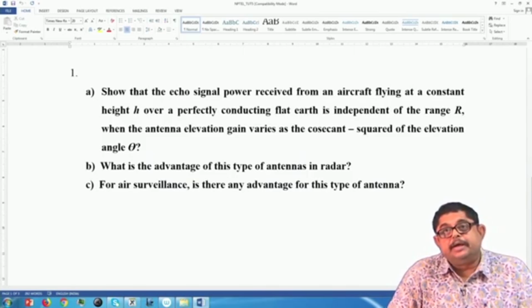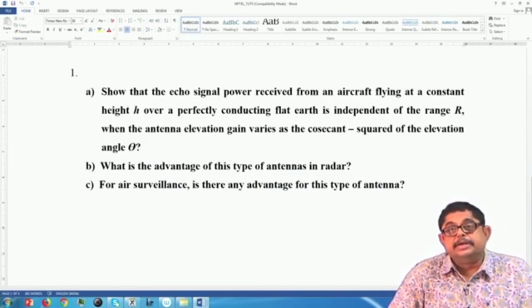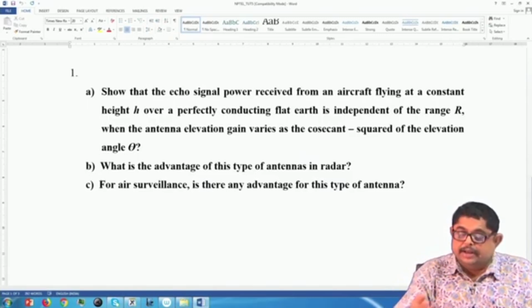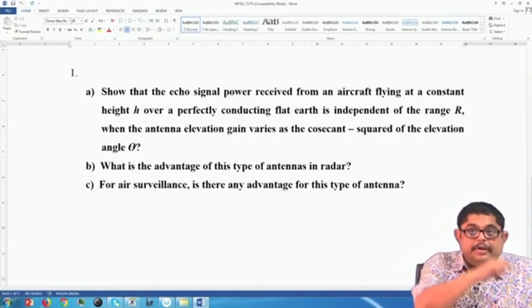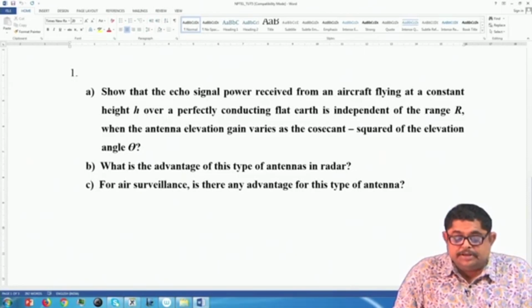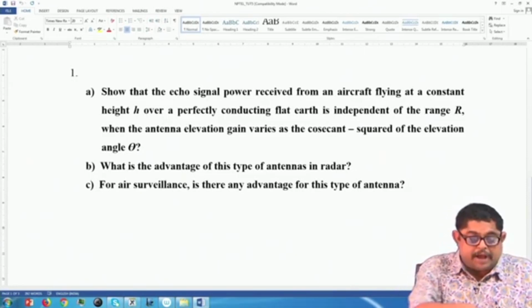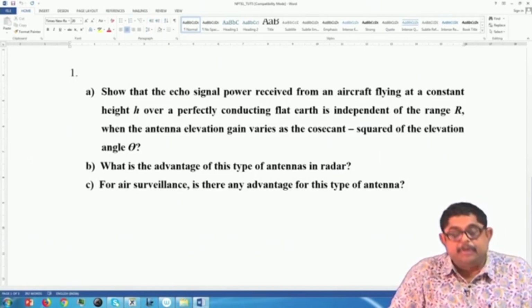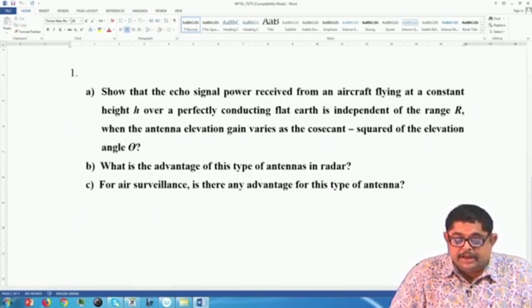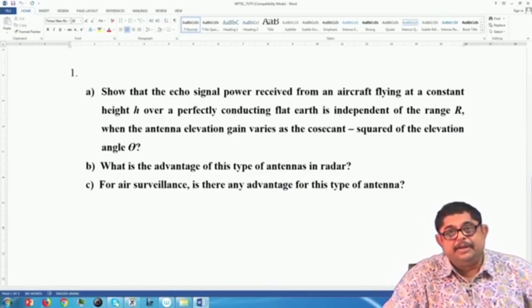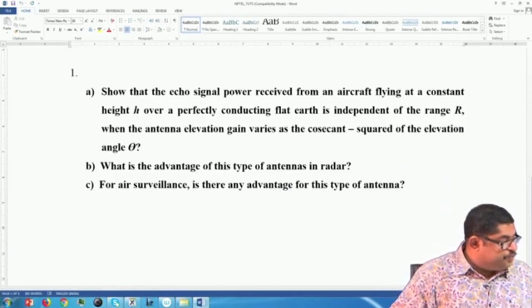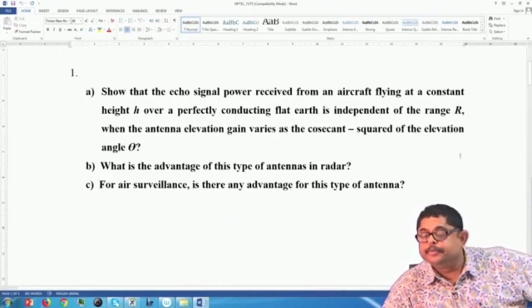Actually, this cosec square pattern is generally desired from antennas, and if you see any practical radar site, generally the antenna pattern is such. First we will show this, then we will discuss what is the advantage of this type of antennas in radar. Surveillance radars have this type of antennas. So, for air surveillance, is there any advantage for this type of antenna? This is a practical example of the application of theory. So, we will solve this problem, note down this.